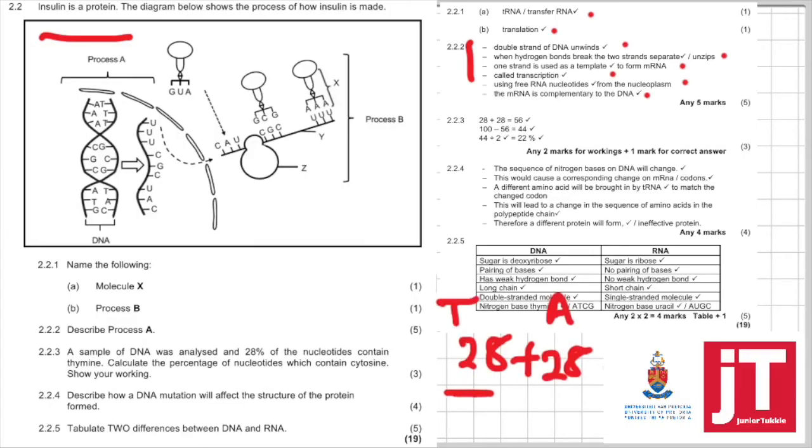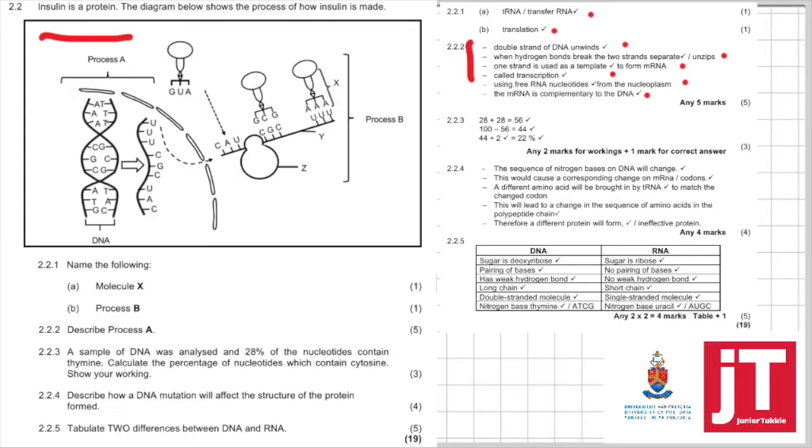Right, so there's 28% of thymine. Obviously, thymine and adenine are exact numbers, so 28 plus 28 is 56. Now, the remainder, 100 minus 56 is 44, and then you divide that between cytosine and guanine, which is obviously 22%. Nice question. It comes out a lot in the exams. Make sure you write this down and make a note of it.